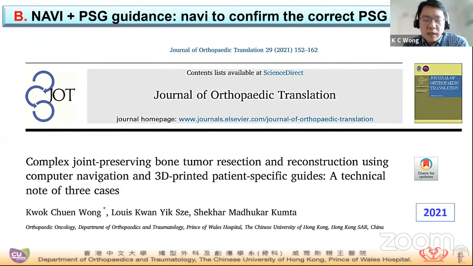Navigation, on the other hand, has the problem that it doesn't need to pin the guide on the physical object, but it doesn't have a reliable navigator. So we combine the advantages of both techniques to help in some selected cases. We want to make very sure that we make the cut with the guide, which is placed correctly as planned.